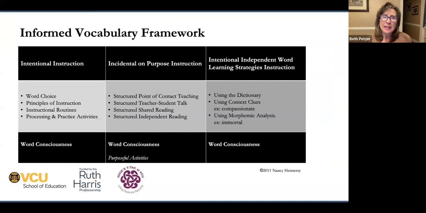So Nancy Hennessy says she has a four-pronged approach to helping students learn the vast amount of vocabulary words they need to learn before they graduate. One of the most impactful ways is through intentional instruction. We choose a word and we teach it explicitly. Intentional instruction is going to be the focus of today's presentation, but I'm quickly going to deal with the other three components and explain them.